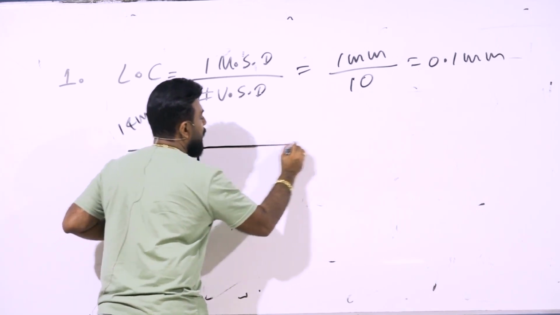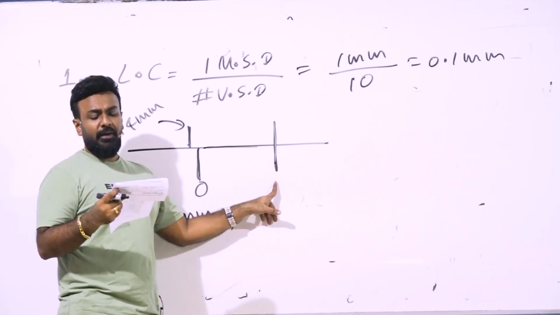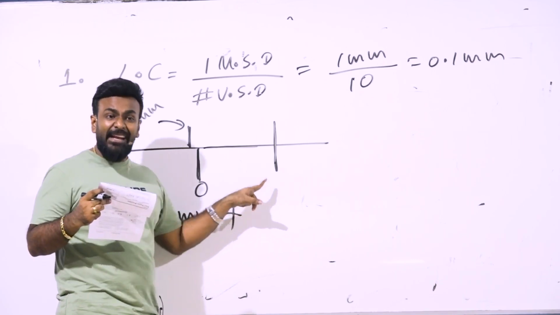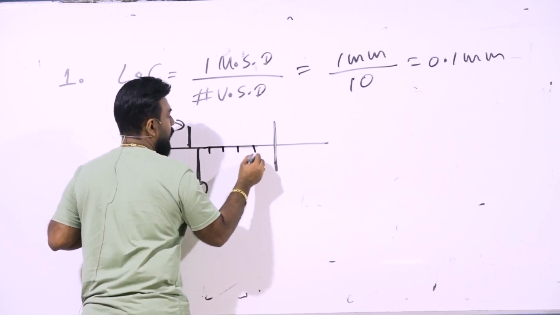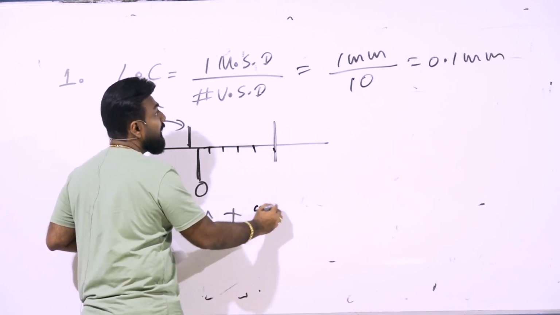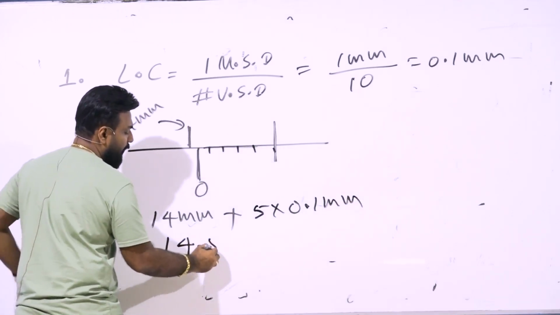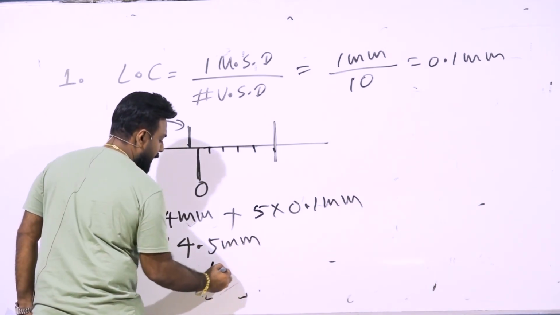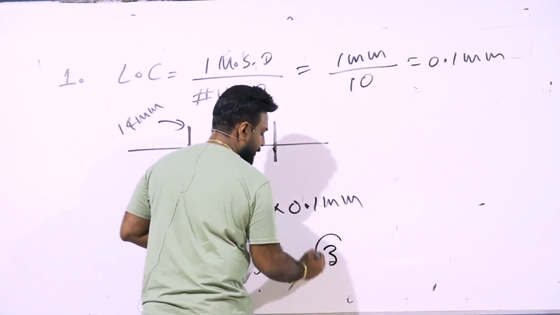Then you have to see the Vernier division coinciding with a main division. What is it? The 5th one, but actually it's labeled as 10. Did you see that? 1, 2, 3, 4, 5. It's the 5th one, labeled as 10. So 5 into 0.1 gives us 14.5 millimeter. I need it in centimeters, so it's 1.45 centimeters. That is answer number 3.